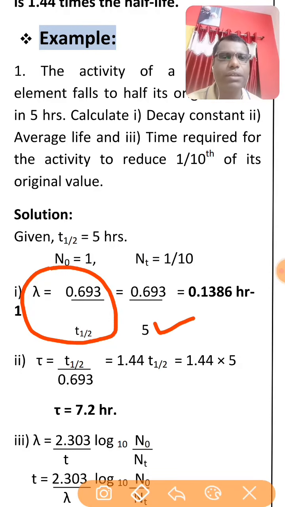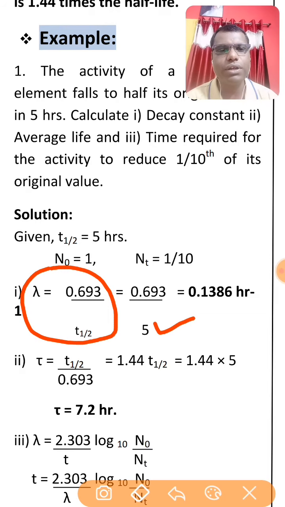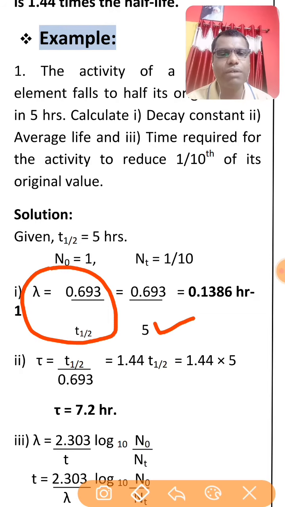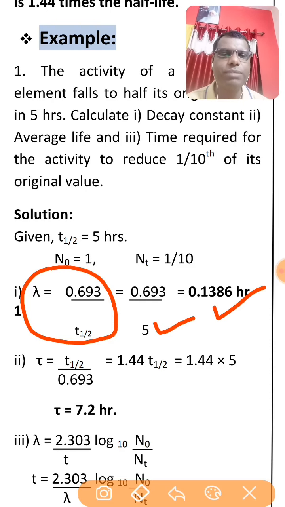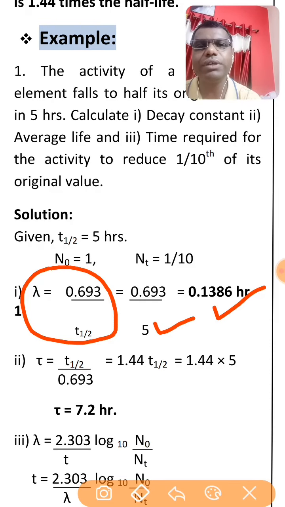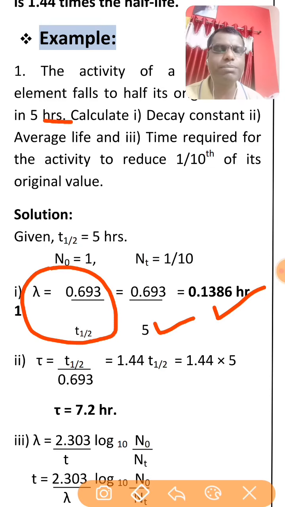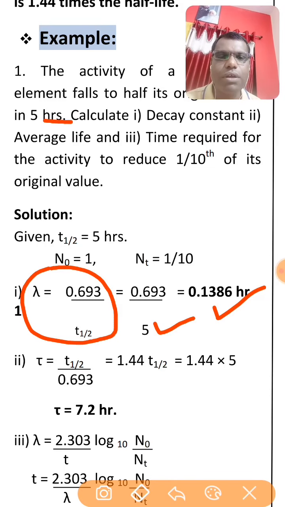And by making the calculation, you will get 0.1386 per hour. So this is the value of what? The decay constant, which has the unit of reciprocal of time, and the time is given here in hours. That's why the reciprocal of time will be per hour.